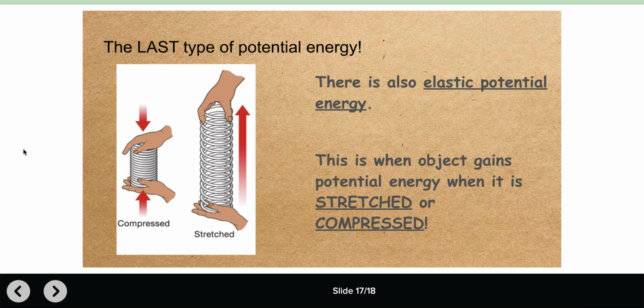And finally, the last type of potential energy is elastic potential energy. This is when an object gains a form of potential energy from either being stretched or compressed. So in the picture, you see a spring, right? We see pushing a spring together, and then in another picture, you're pulling it apart. Either way, there is resistance happening in both pictures.